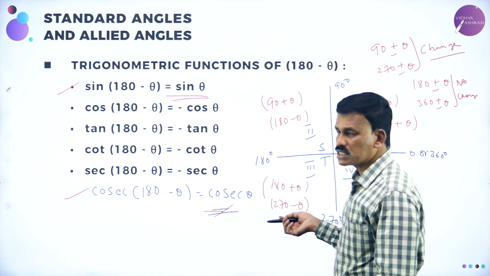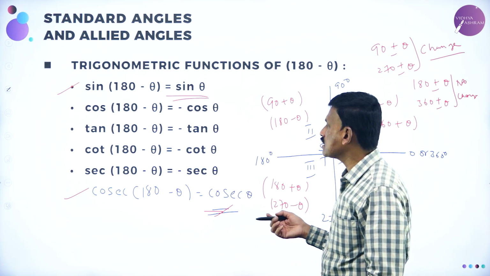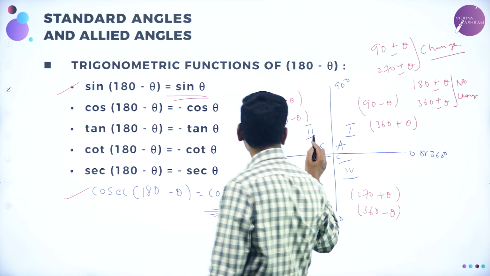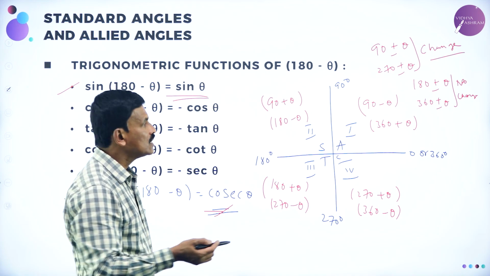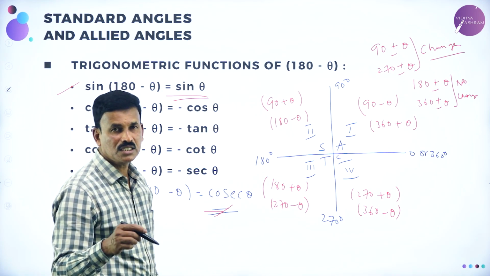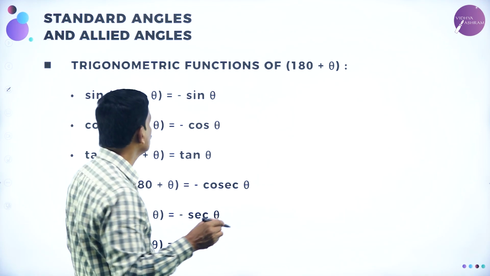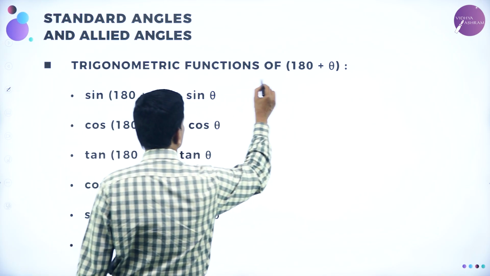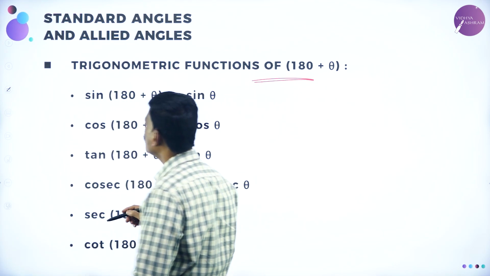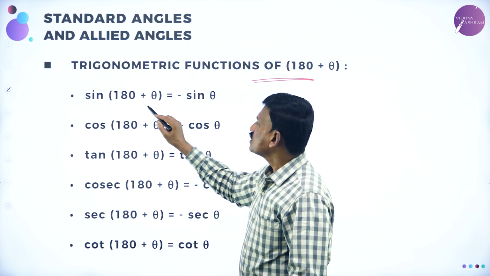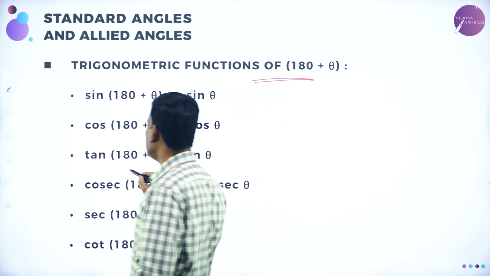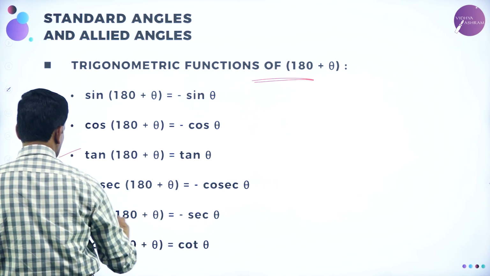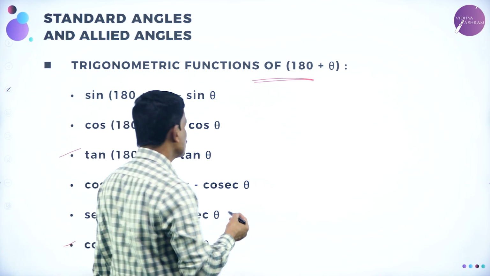Now, the next one, 180 plus theta. 180 plus theta comes in the third quadrant. In the third quadrant, tan and cot are positive, and there is no change. The trigonometrical ratio will remain the same. Now move on to the trigonometrical functions of 180 plus theta. In which quadrant is it? It is in the third quadrant. In the third quadrant, tan theta and cot theta are positive, the remaining are negative, and there is no change.